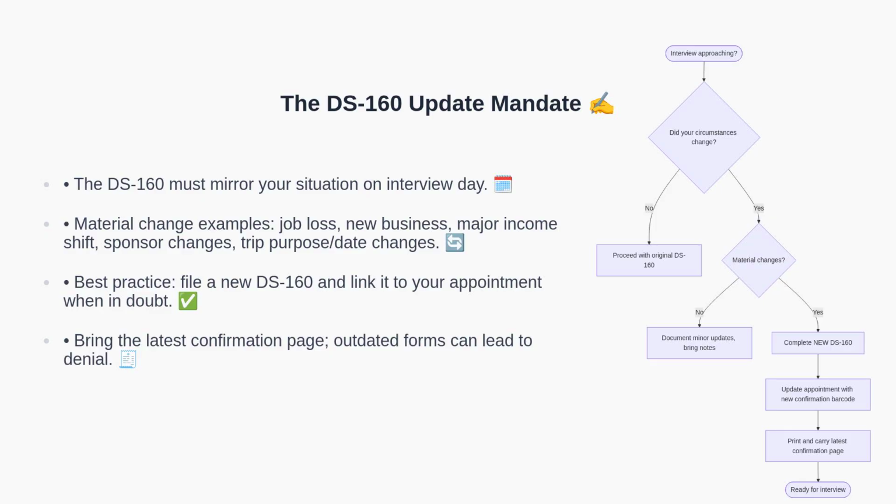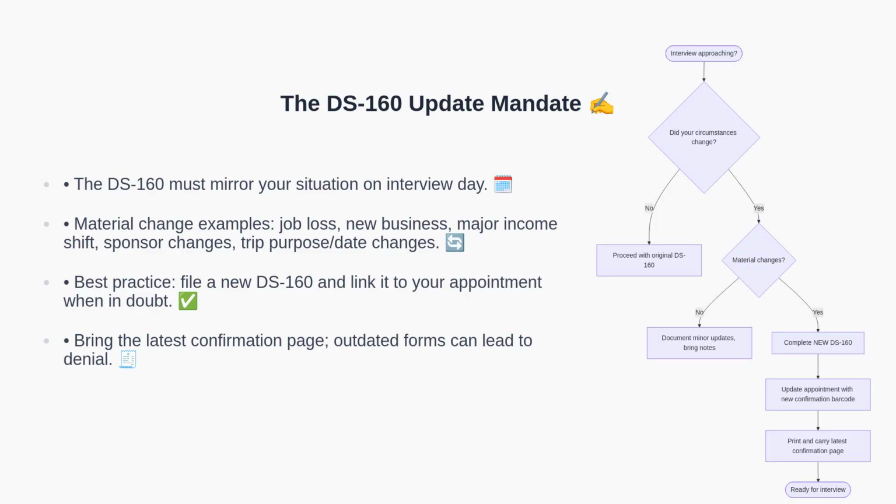The central rule is simple. The DS-160 must reflect the applicant's current circumstances at the time of the interview. Material changes include but are not limited to job loss, transitions to self-employment, starting a new business, major income or funding changes, sponsor changes, or significant shifts in the trip's purpose or dates. When in doubt, it is better to submit a new DS-160 and link it to your appointment so that the barcode corresponds to the updated form. Always carry the latest confirmation page.